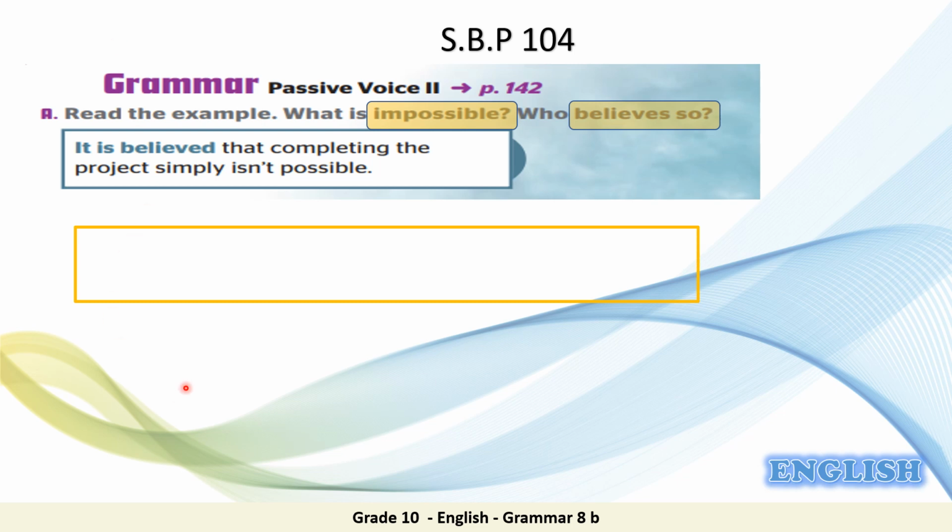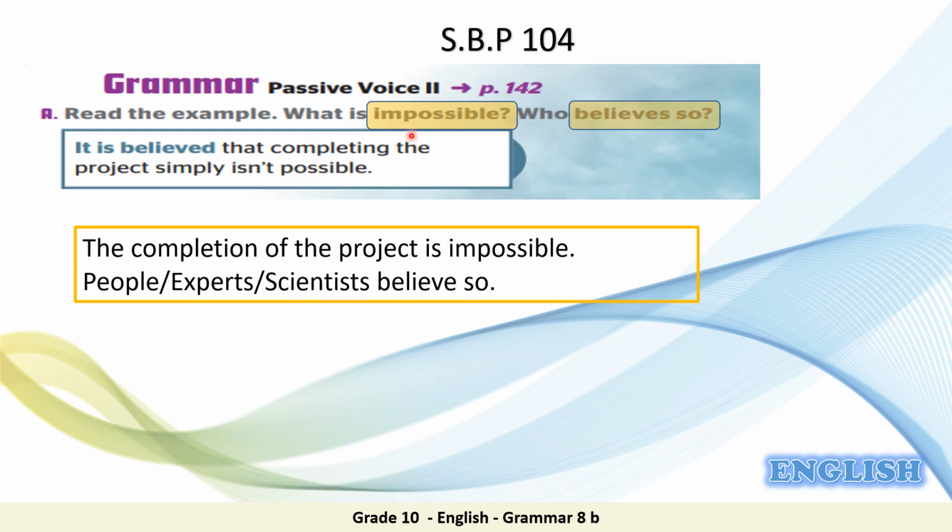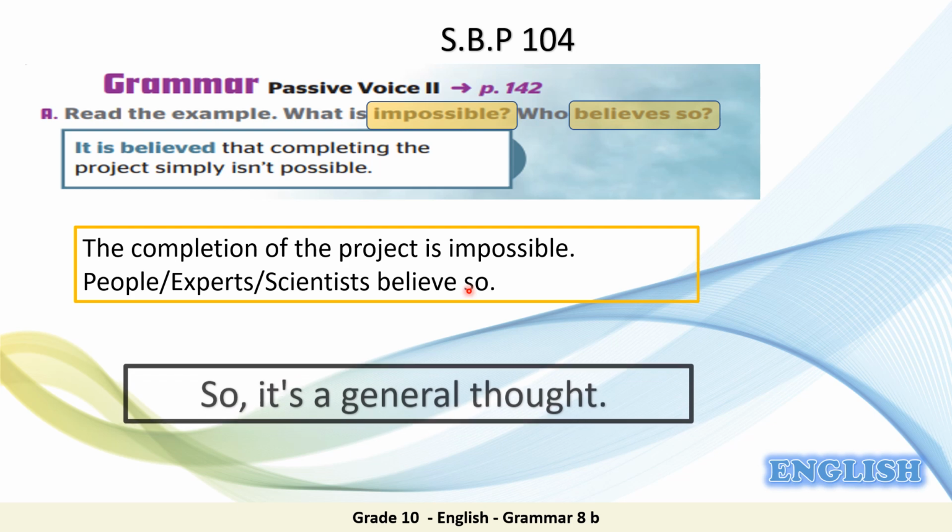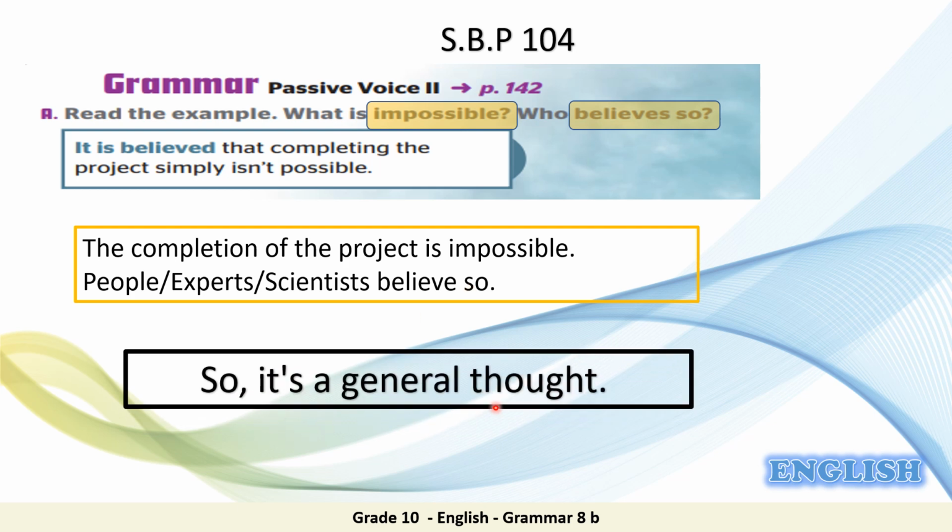And now let's answer together. It's believed that completing the project simply isn't possible. So what is impossible here? That's correct. The completion of the project is impossible. And who believes so? Maybe people, experts, scientists believe so. So, it is a general thought.